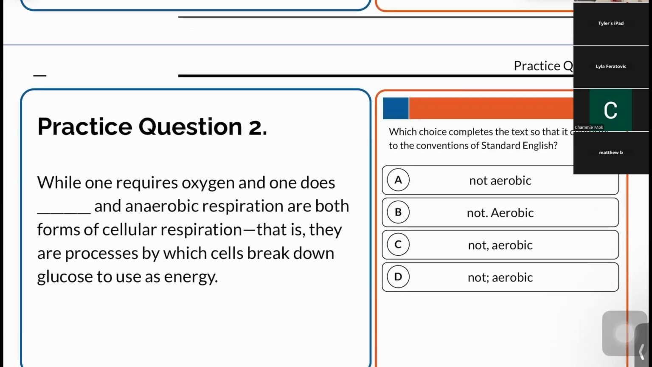So I'll read it. We can work it out together. While one requires oxygen and one does not, blank, aerobic and anaerobic respiration are both forms of cellular respiration. That is, they are processes by which cells break down glucose to use as energy.